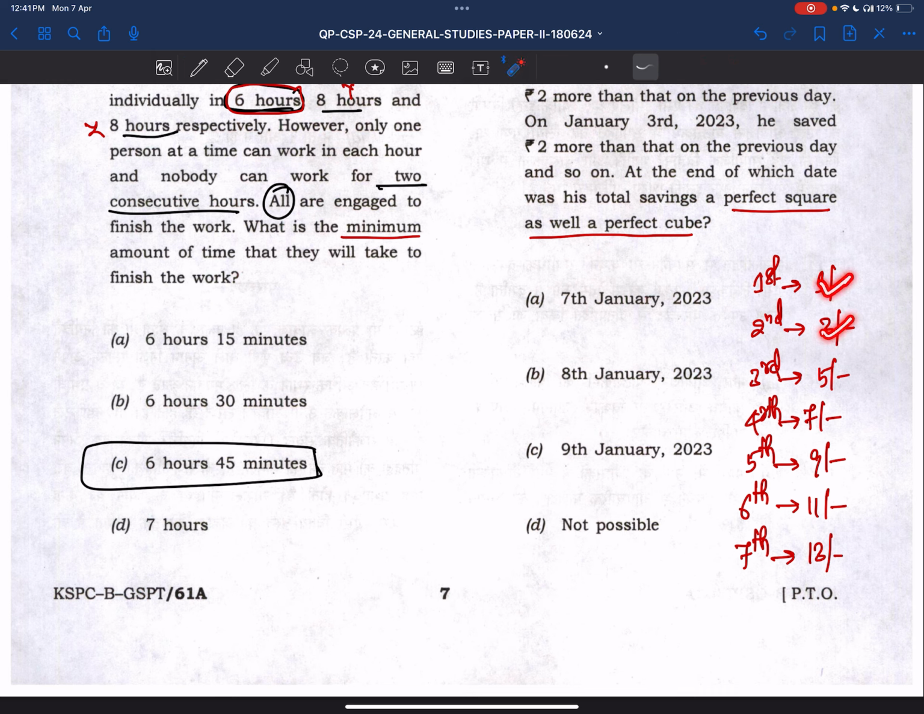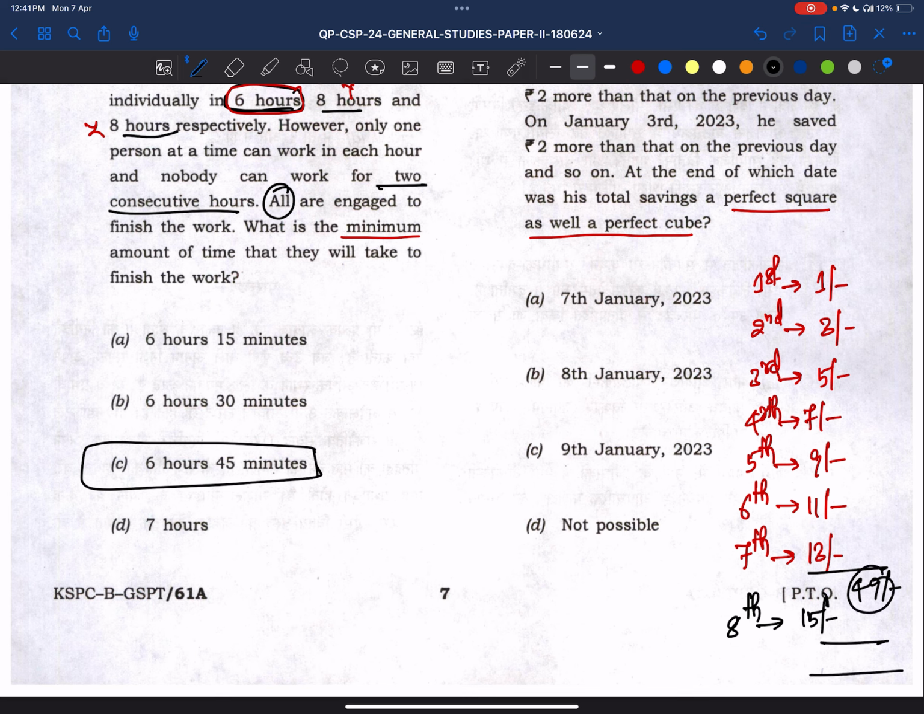1 plus 3, 4. 4 plus 5, 9. 9 plus 7, 16. 16 plus 9, 25. 25 plus 11, 36. 36 plus 13, 49. Okay. So far we have got 49 rupees. On 8th, we have to add 15 rupees, 2 rupees more than the previous. So total savings: 49 rupees plus 15 is 64.